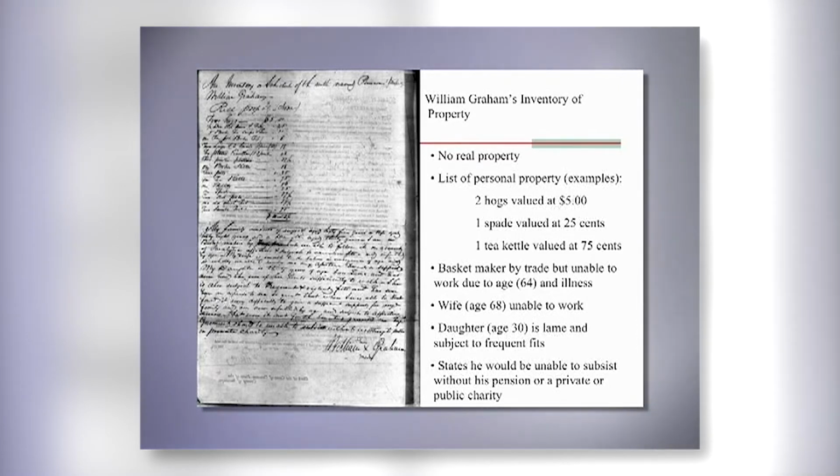He indicates that he was a basket maker by trade, but due to his age and illness, he's no longer able to work. His wife, who's age 68 at this time, is also unable to work. And he also says that he's supporting a daughter who is age 30, who's lame and subject to frequent fits. So all these factors together are putting a burden on his household, and so he states that he's unable to subsist without a pension or some type of private or public charity. And this is the case that he makes in order to get a pension from the federal government.